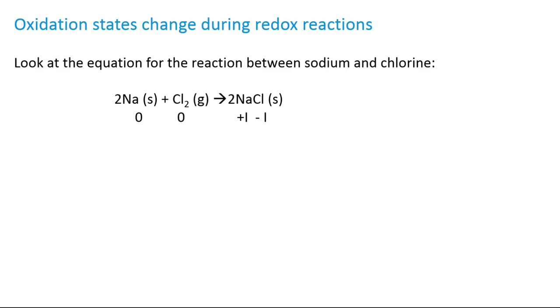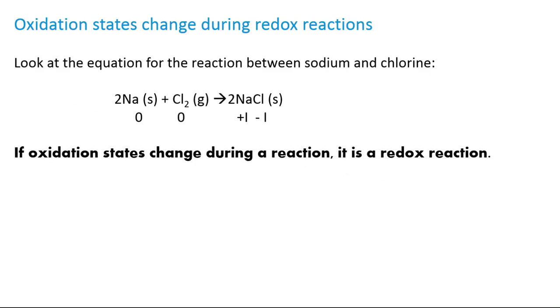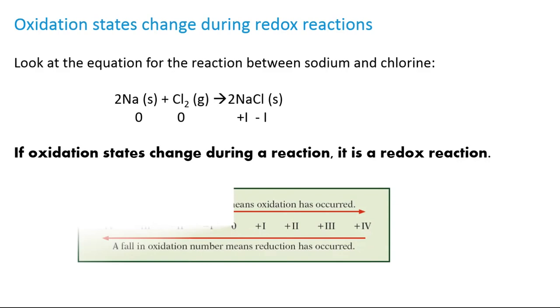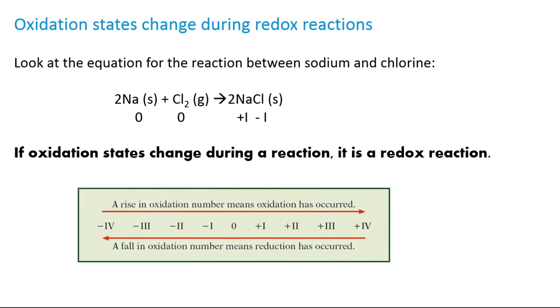Each chlorine atom gains an electron to form a chloride ion, that is Cl- ion. So chlorine is reduced and its oxidation state falls from 0 to -1. So oxidation states change during redox reaction. If oxidation states change during a reaction, it is a redox reaction. What is redox reaction here? This is another definition. If oxidation states change during a reaction, it is a redox reaction.